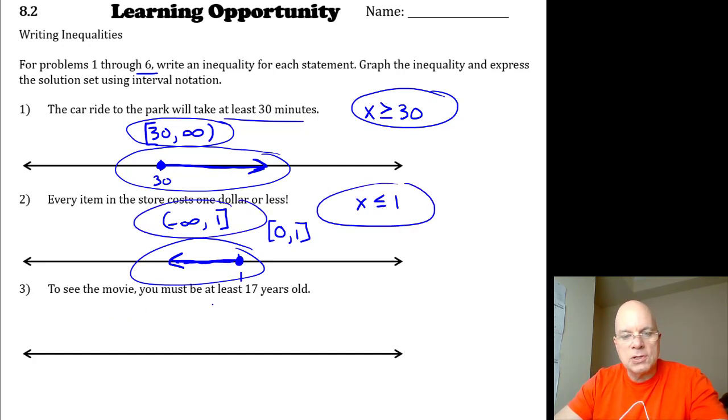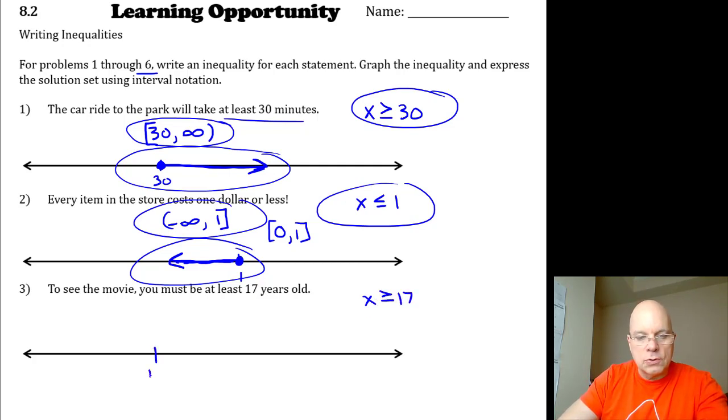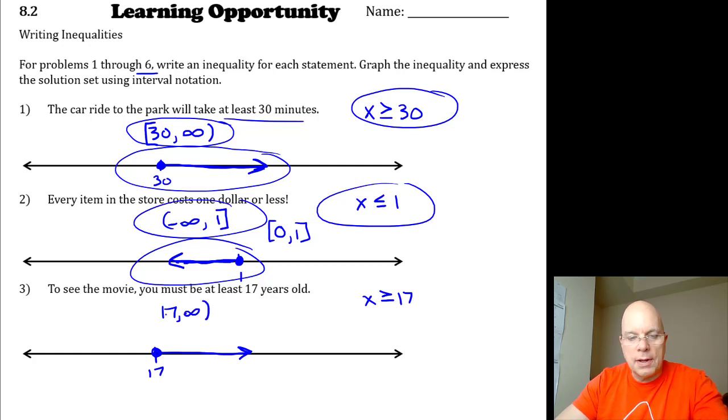To see a movie, you must be at least 17 years old. So you could be 17 or greater than or older. So x is greater than or equal to 17. So you could be 17, so a solid dot at the 17, or older, so arrow to the right, that's the graph. The interval would go from 17 to infinity, Mr. Colby's age. Infinity always gets parentheses. 17 gets a bracket in this case because you could be 17 and see the movie. You could be 17 exactly.